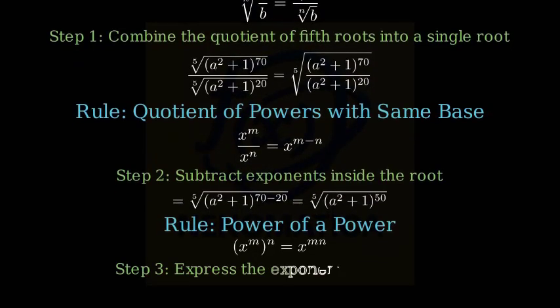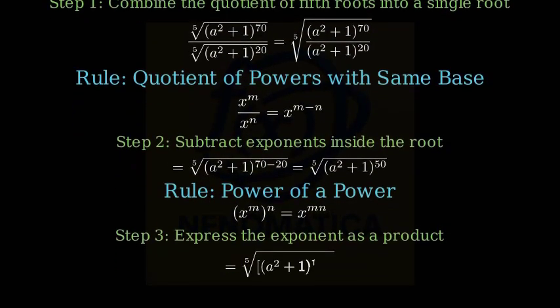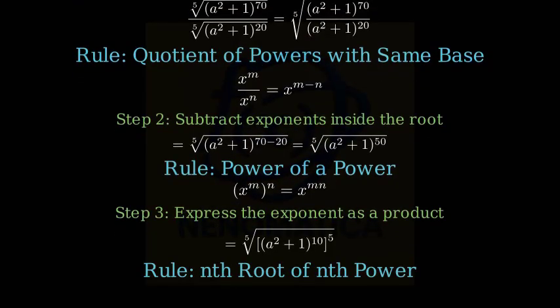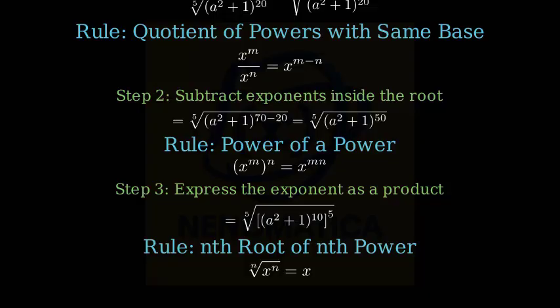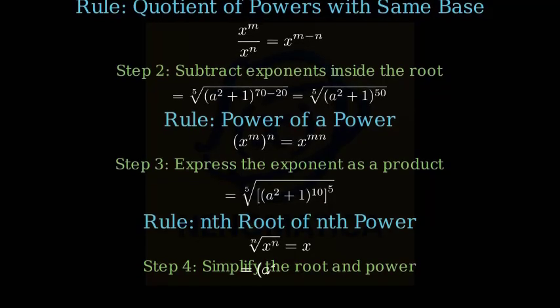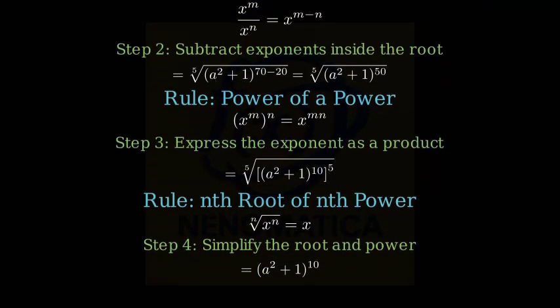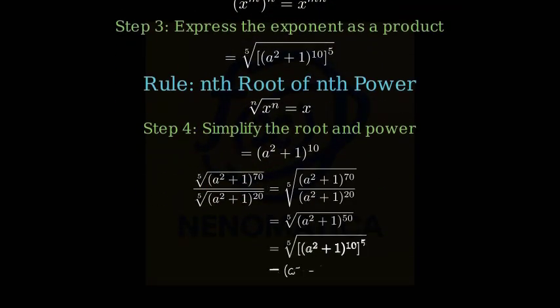We can rewrite 50 as 10 times 5. So we have the fifth root of (a squared plus 1) to the power of 10, all raised to the power of 5. Finally, we'll use the rule for the nth root of an nth power. This rule states that the nth root of x to the power of n equals x. In our case, we have the fifth root of something raised to the power of 5. So these operations cancel each other out, leaving us with (a squared plus 1) to the power of 10. So we've proven that the expression equals (a squared plus 1) to the power of 10.